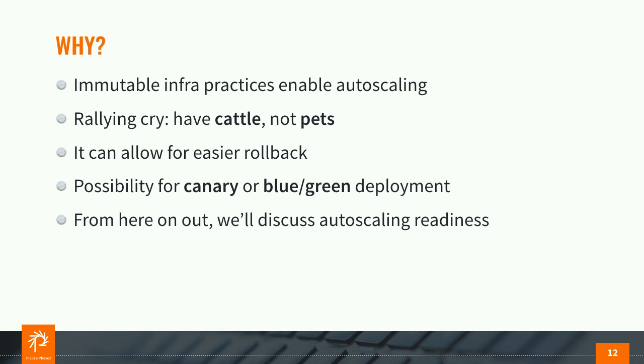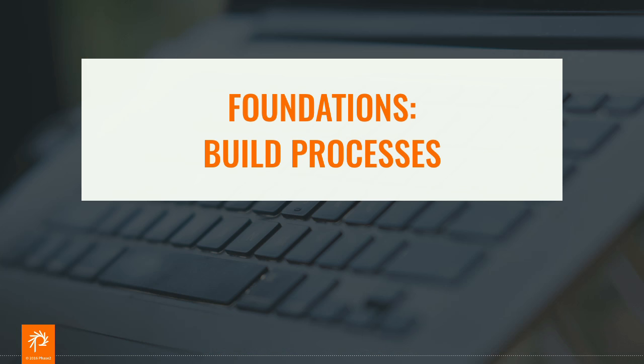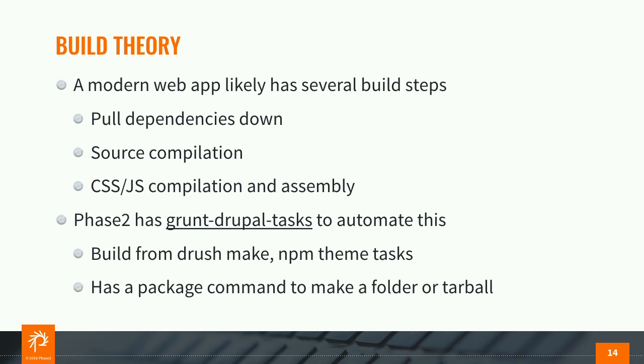So for the next part of the presentation, I do just want to talk about specifically how these ideas can be used to get you to the point that you could be running using some sort of autoscaler. So the really important thing to be ready for autoscaling, to be able to build these sorts of artifacts, is to have a good, repeatable build process in place. And honestly, most modern web apps are going to have some kind of build step.